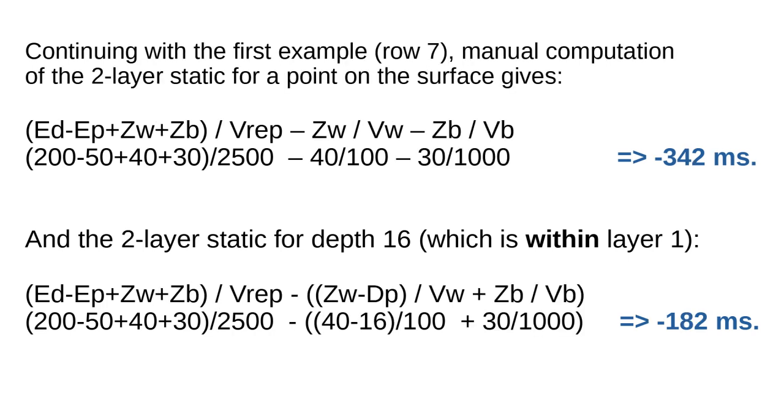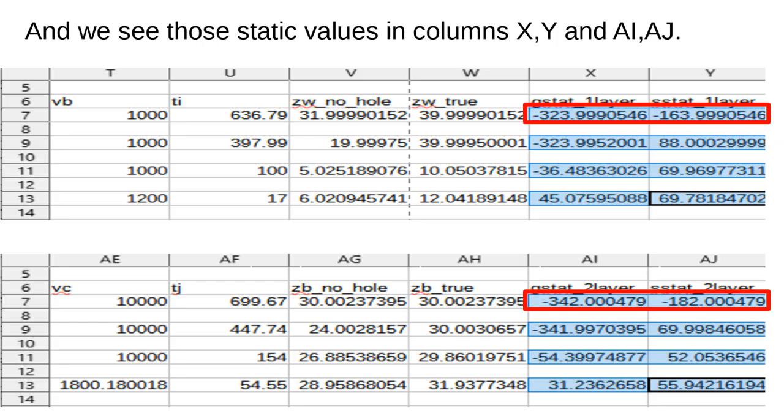Continuing with the first example, row 7, manual computation of the two-layer static for a point on the surface gives that, and the two-layer static for depth 16, which is within layer 1, gives that answer. And we see those static values in columns X, Y, and AI, AJ.